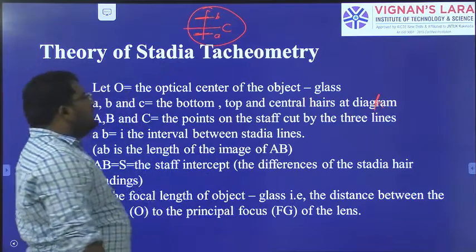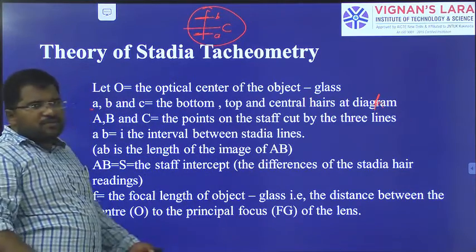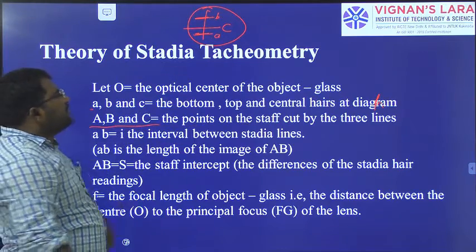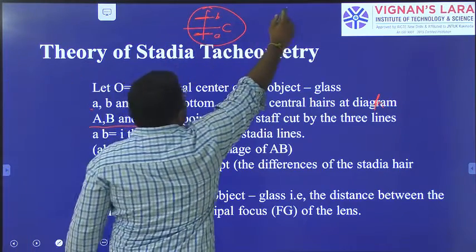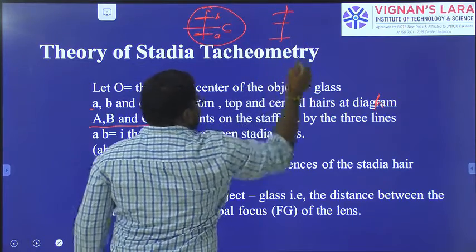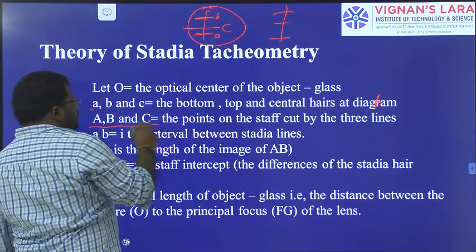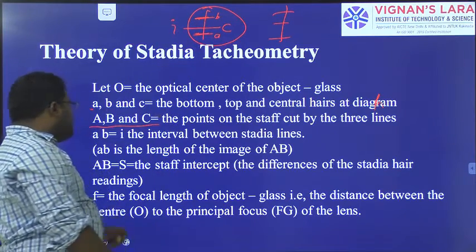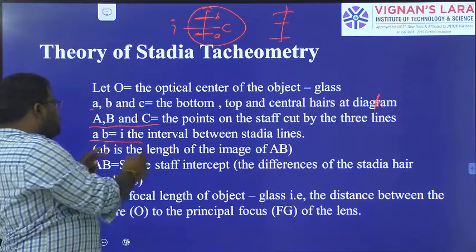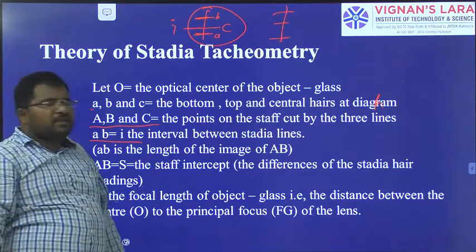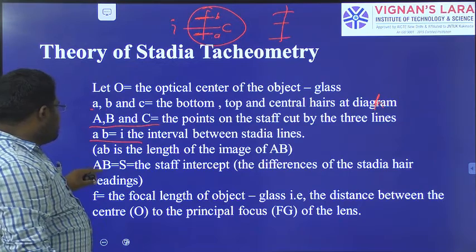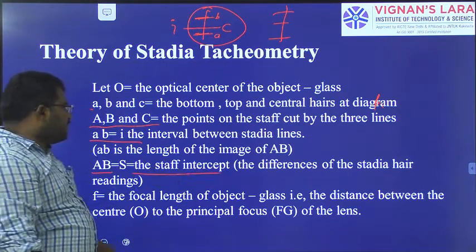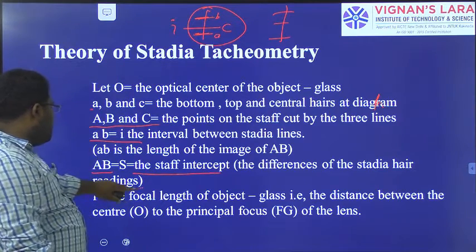Now O is the optical center of the objective glass. Then capital A, B, C are the points on the staff, while the small letters are on the diaphragm. The distance between a and b is equal to small i, the interval between the stadia hairs. Then capital A, B is equal to capital S, that is the staff intercept, the difference between the stadia hair readings.